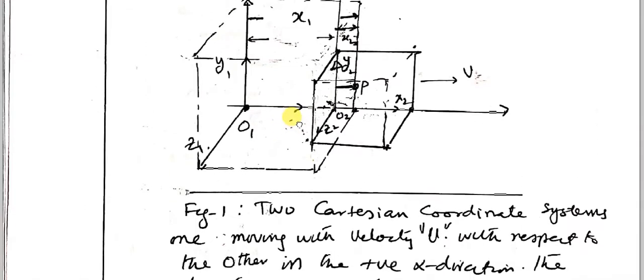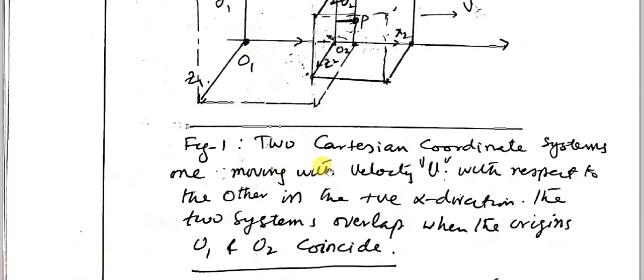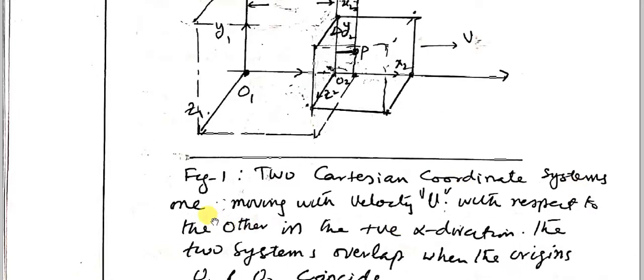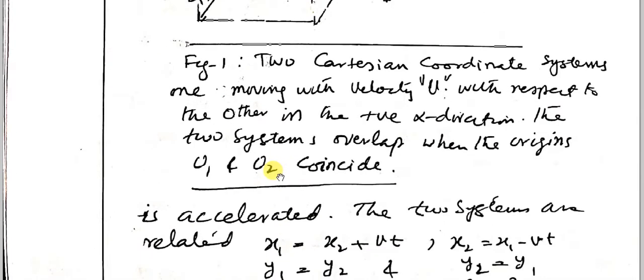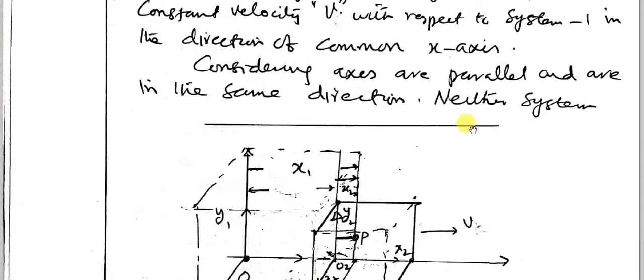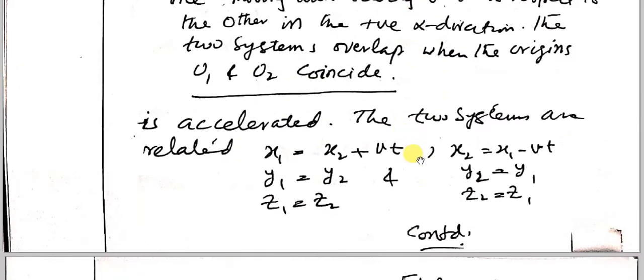So neither system is accelerated. The two Cartesian systems, one moving with velocity v with respect to the other in the positive x direction. The two systems overlap when the origins O1 and O2 coincide. Both systems are not accelerated, so they are inertial frames of reference or systems.